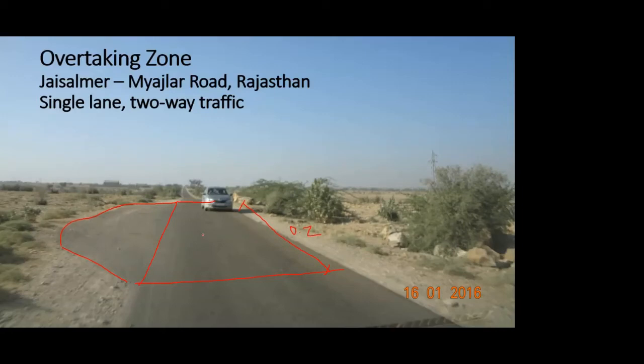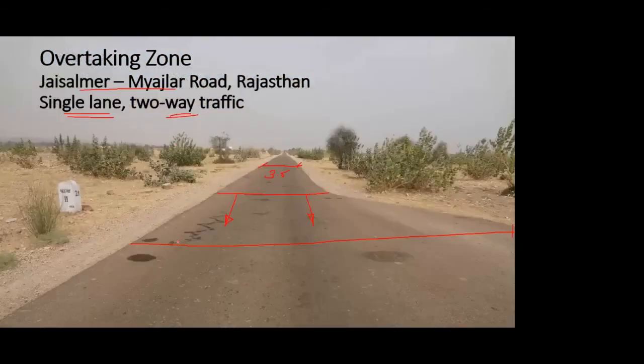Now, as in this case, as I told you, it's a desert road. There's very little traffic, hardly over 100 vehicles pass in a complete day, maybe that's also more. So for that, they have only provided the overtaking zone on one side of the road. Okay. So this is the actual way that overtaking zone is provided.